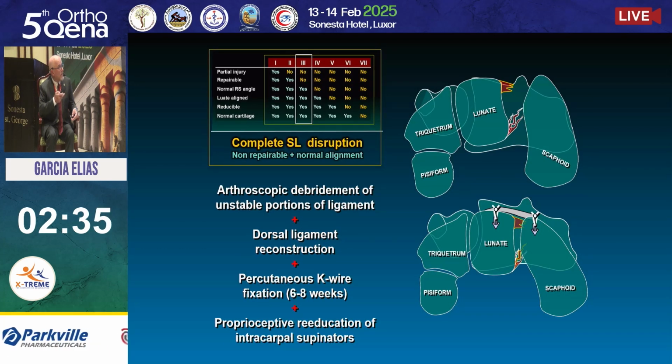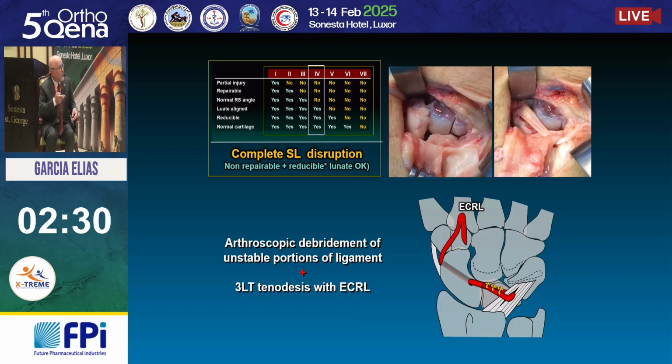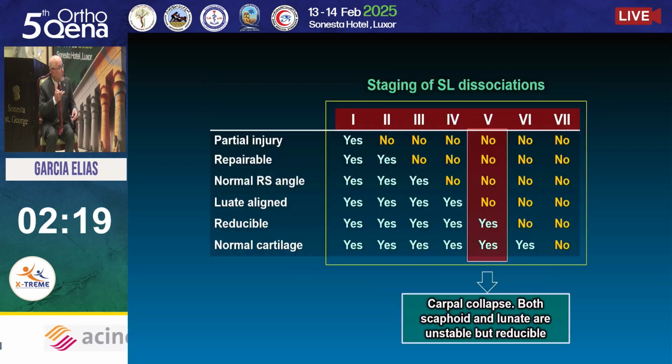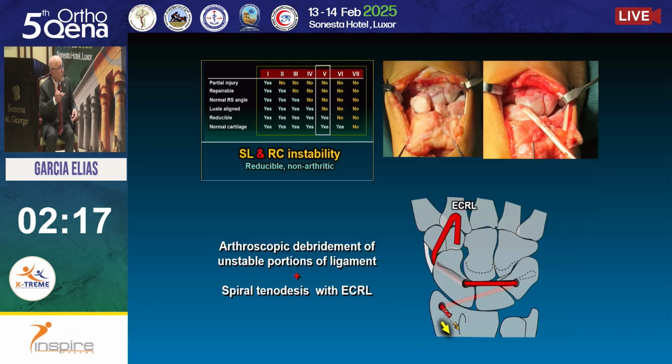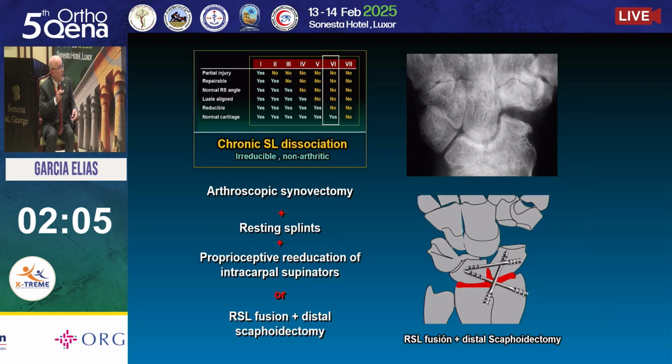We have tears. Every one of those stages has its own treatment. Here I'm introducing the use of the extensor carpi radialis longus as a substitute of the ligament. And then we have carpal collapse. And then you have the spiroarthrodesis if you consider that there is still good cartilage. And finally, carpal collapse, non-reducible. Then you may start doing radioscapholunate fusion.